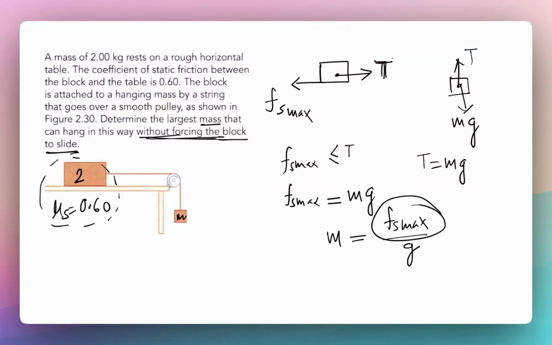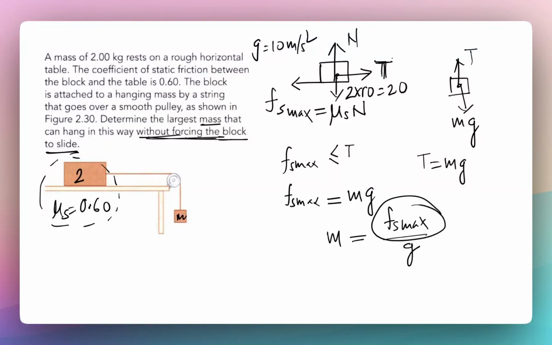F static max is simply the coefficient of static friction multiplied by the normal reaction. So this is the normal reaction, and this is my mg, which is 2 into 10, which is going to be 20 newtons. So we are taking g equal to 10 meters per second squared.